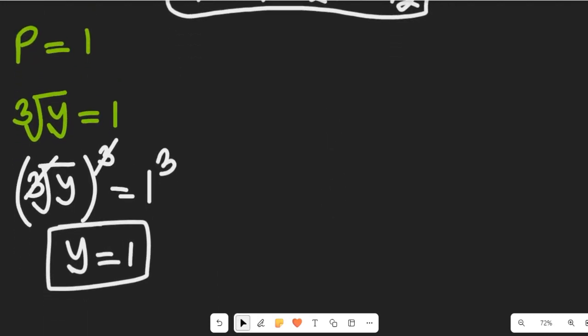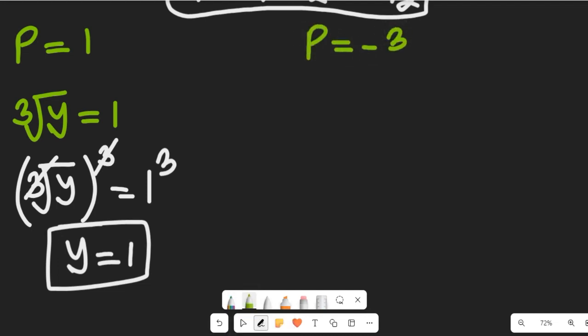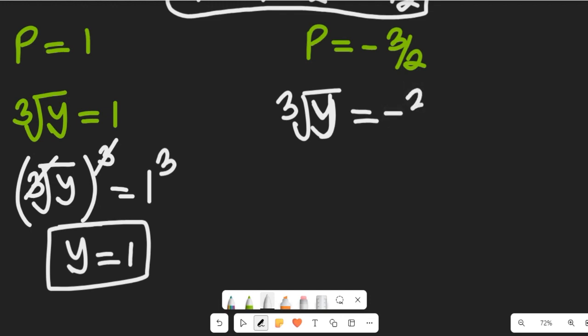On the other hand, if we have P equal to negative 3 divided by 2, then the value of the cube root of y will be equal to negative 3 divided by 2.